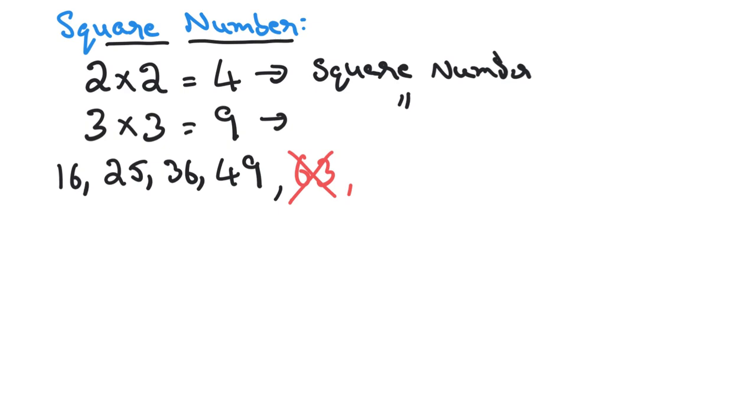Go ahead. Figure out. What's the next square number after 49? 64, right? And then 81. 9 times 9, 81. 10 times 10, 100. Now, do you understand what square numbers are? Numbers multiplied by themselves. They are called square numbers.